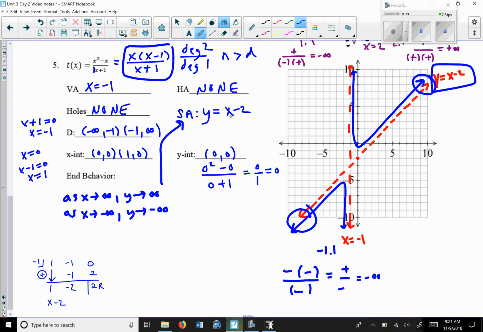Remember, we learned about polynomials last year. This is an odd polynomial with a positive leading coefficient, so it means it goes up to the right and down to the left, and we can see that from the line that we actually graphed. And so that would be it for this.